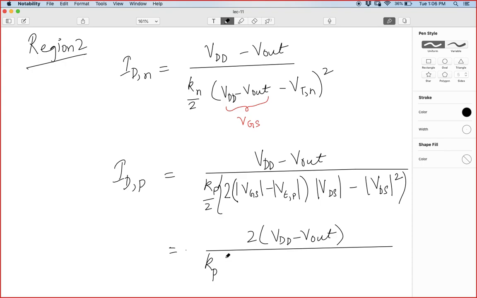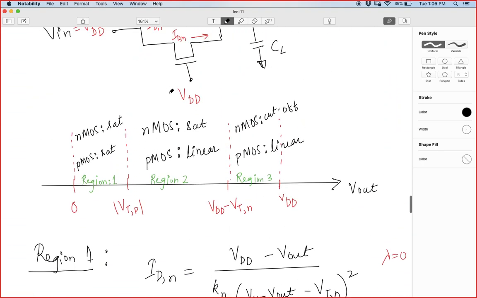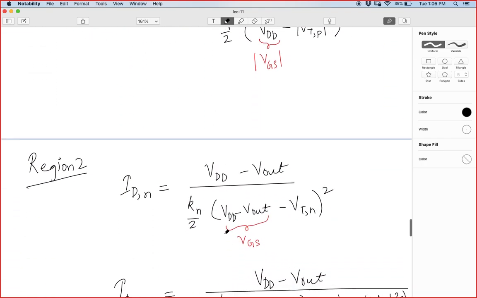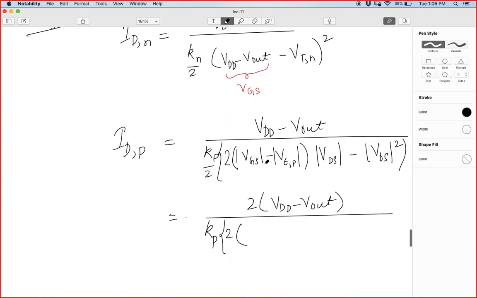A 2 term will come inside here, which is nothing but 2 minus VSG. In this case, VSG, because as I've mentioned, this will be the drain and this will be the source for the PMOS. So because the VGS here is VDD, VGS or VSG is VDD minus this VTP.